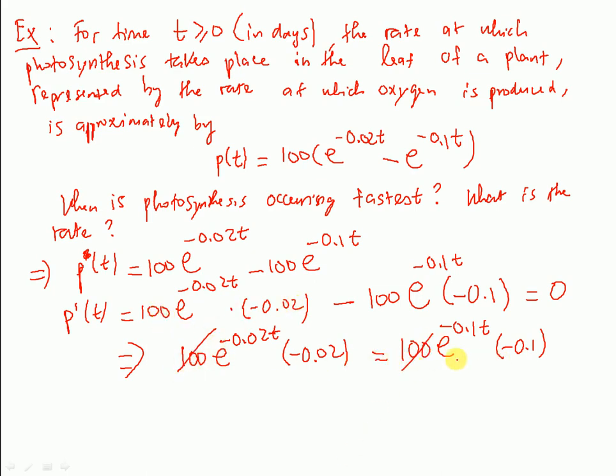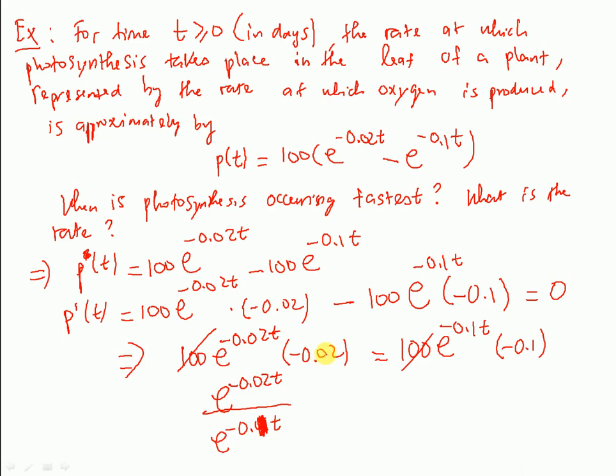We can divide both sides by 100, right? And let's move the exponential to one side and the number to the other side. So if I divide both sides by e to the minus 0.1t, I have this: e to the minus 0.1t over 1.